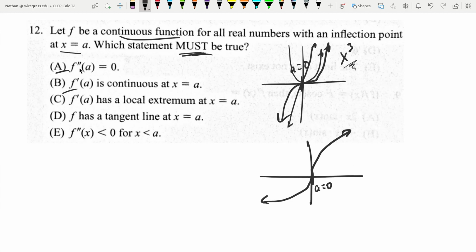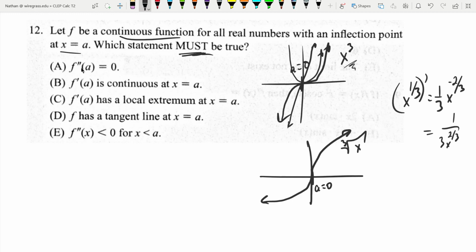Now, if you look at the second derivative, well, this is the cube root of x. Really, this would also work for the 5th root, 7th root, and all those things. But if you took the derivative, this is the same thing as x to the 1/3 power. Taking the derivative of this, it's going to give us 1/3 x to the negative 2/3, which gives us 1/3 x to the 2/3 in the denominator.